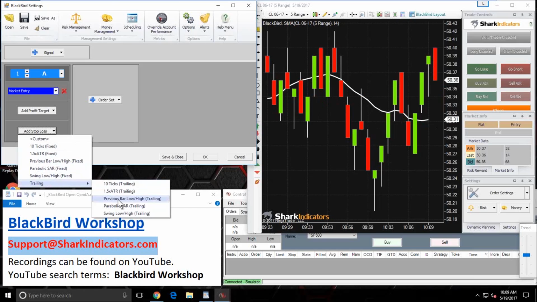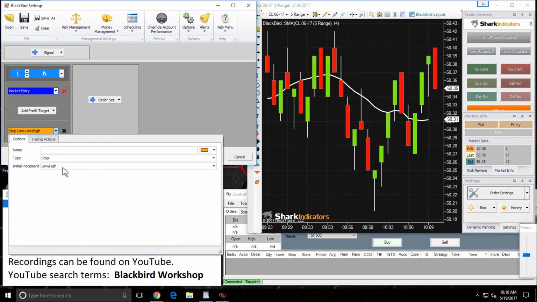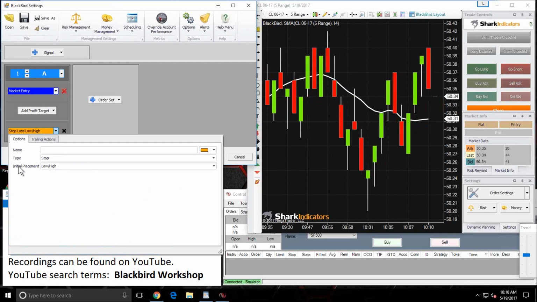Oh, so the issue, I'm going to assume that the issue started when you're changing the number of bars back. So, all right, so anyways, let's go to previous bar, high-low, trailing. Put that in there, and let's take a look. All right, so we have our initial placement.